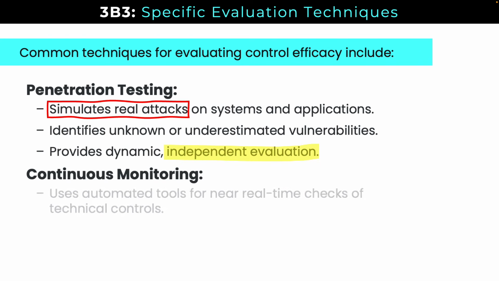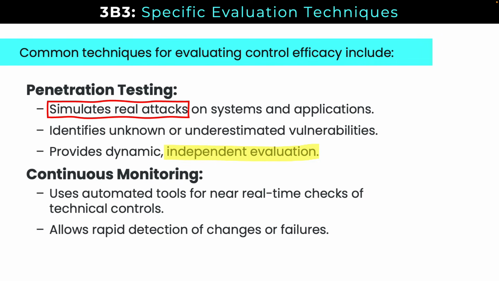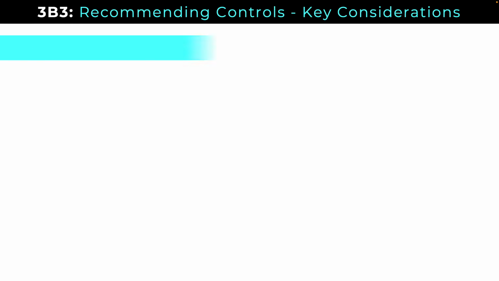There's continuous monitoring, so using automated tools for near real-time checks of technical controls. That could include a vulnerability scanner, for example, which, unlike penetration testing, doesn't attempt to exploit a vulnerability. It simply finds those vulnerabilities. But automated tooling like a vulnerability scanner allows rapid detection of changes or failures in our controls. It enables quicker response so we can close the gap before it is proven problematic in practice.